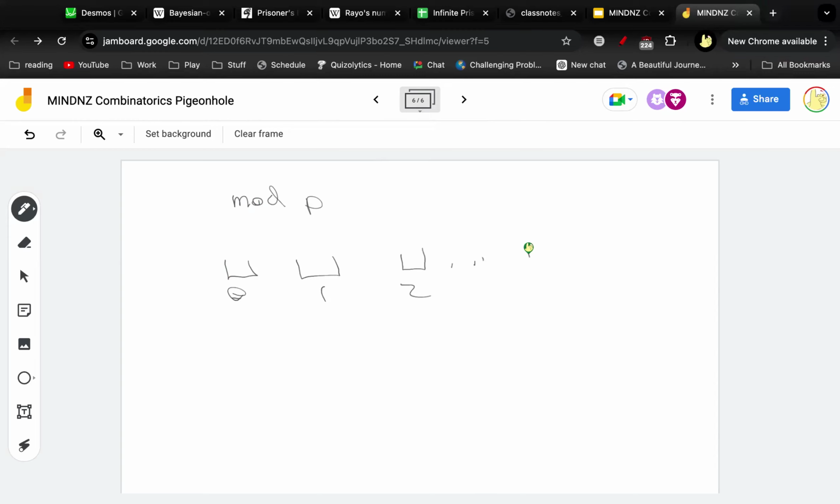A residue mod p is just a remainder mod p, by the way. Like, 2 mod p means that it leaves a remainder of 2 upon division by p. And by infinite pigeonhole principle, there are infinitely many things in at least one box. So we're done, because if we take those infinite things pairwise, their difference is going to be divisible by p. Does everybody understand that? Okay, at least one person understands.